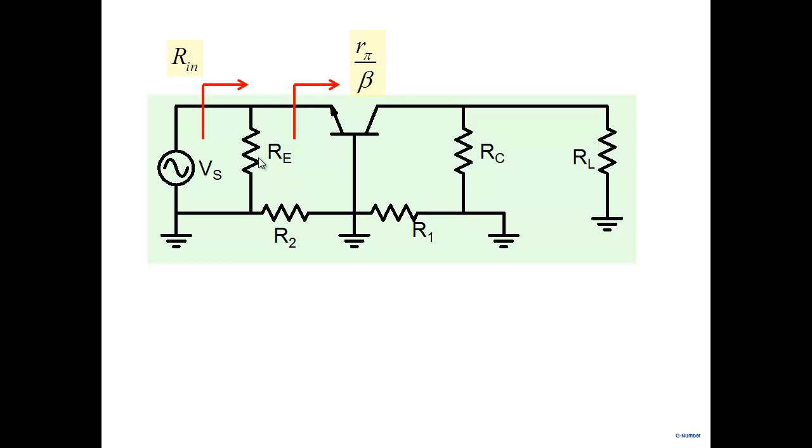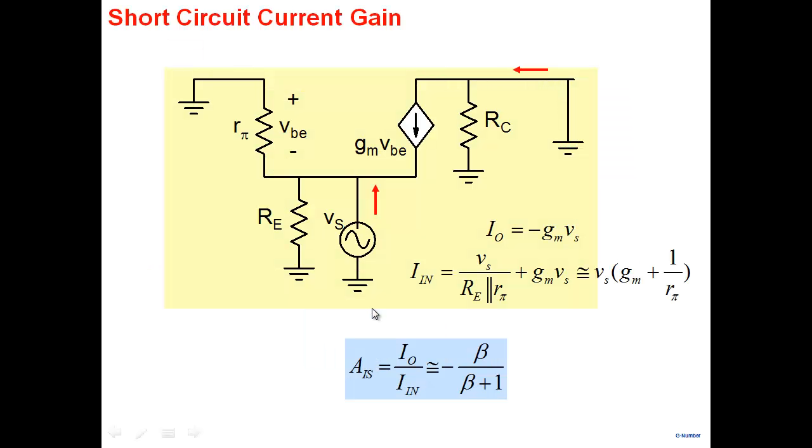Re is also between this point and ground. So obviously they are in parallel, and so Rn is R pi by beta parallel Re. And as you have seen by now, when you are biasing, Re is typically large, and R pi by beta is very small, and therefore Rn would primarily be R pi by beta. So when you compare it to the common emitter amplifier, you are seeing that it's a small input resistance here.